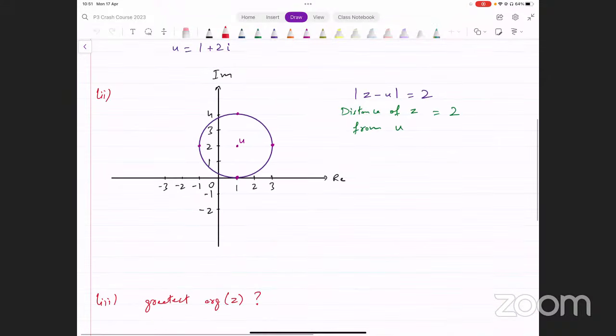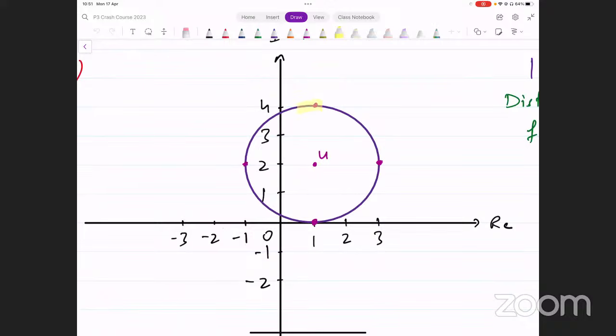So z is a complex number that lies anywhere on the circumference of the circle. It lies anywhere on the circumference. What's the greatest possible value for the argument of z? That is what we need to figure out.